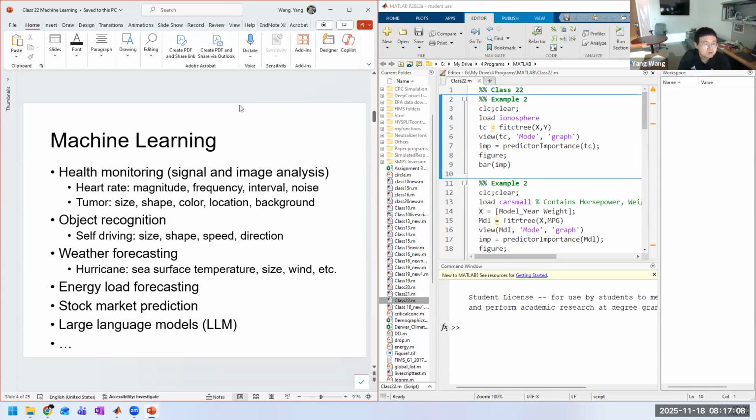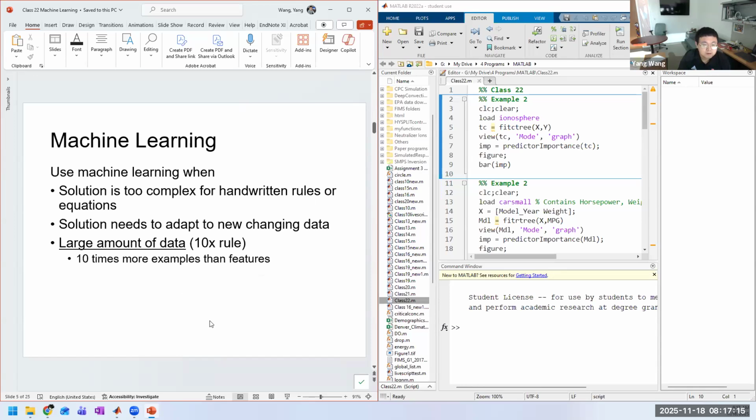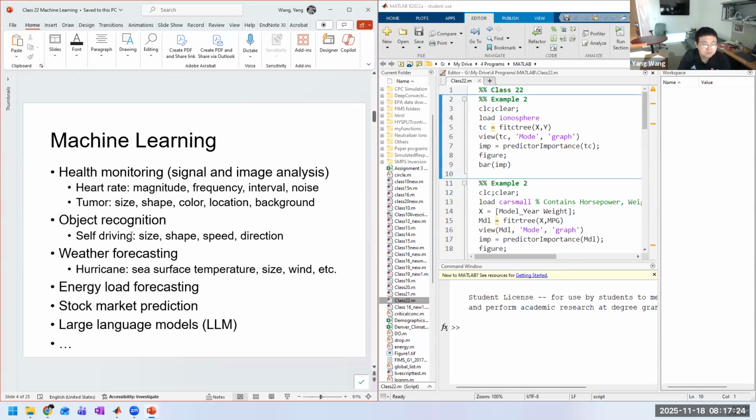But if you summarize all of these examples or problems, you can see some common features, right? Of course, these are important problems, but we also use machine learning when we have to consider the following criteria. First, the solution is too complex for handwritten rules or equations. If you think about all of these examples, it's quite complex, right? We can't really have an equation that determines the probability of heart disease based on parameters like magnitude of the heartbeat, frequency, interval, noise. Everything is based on experience, right?